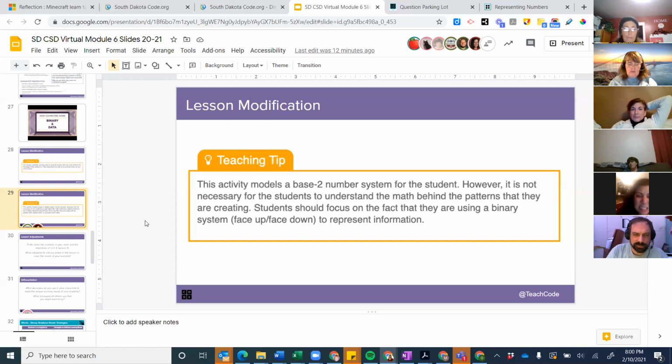So making the decision as a teacher to not even do, say, the second page of the activity guide, that just might be where you end it, right? Just picking one page and moving on. It's all about making those lesson adjustments. So let's go ahead and jump in.